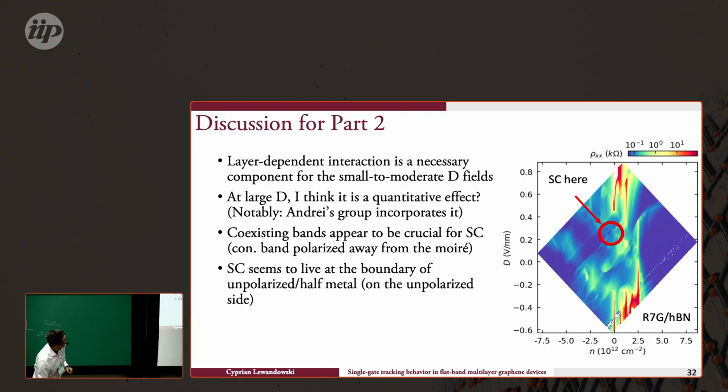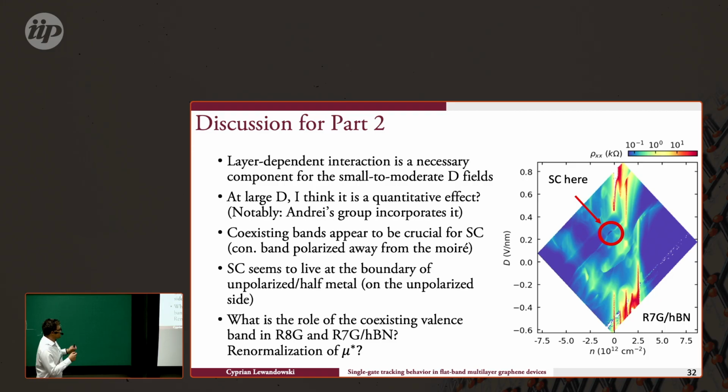I have a minute. And now the superconductivity is just a comment, but Andrei has left, so okay, I just want to say that this is a boundary between an unpolarized and a polarized state, and the superconductivity exists on the unpolarized side. And just as a fun theory problem, I think it's interesting to ask how this reservoir of additional electron charges impacts the superconductivity.